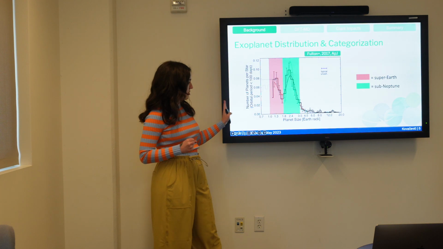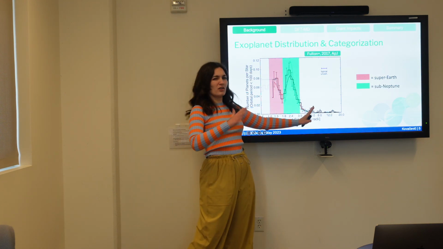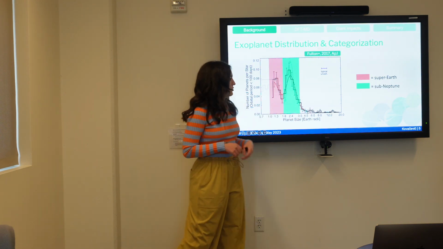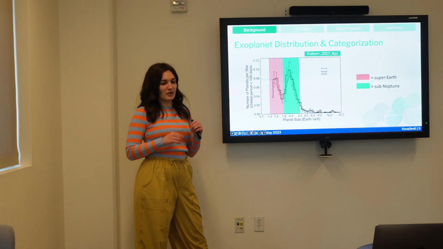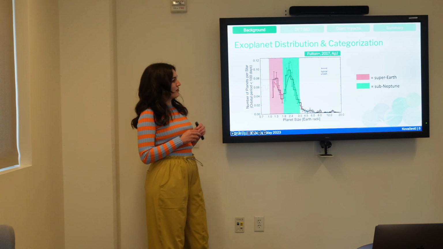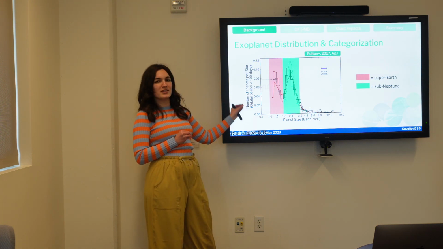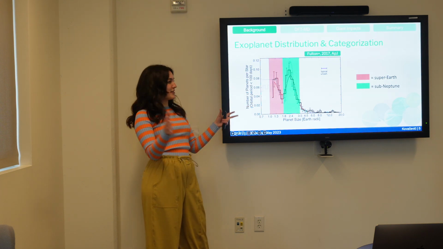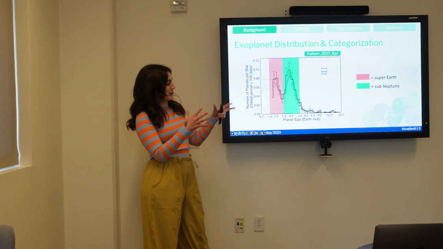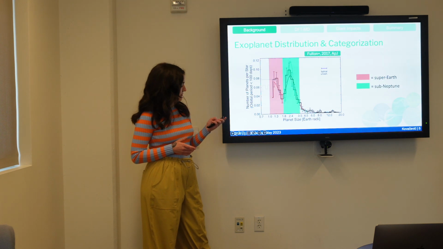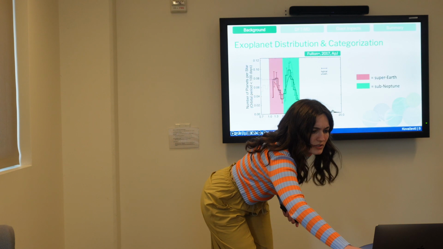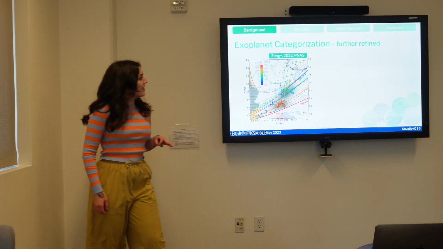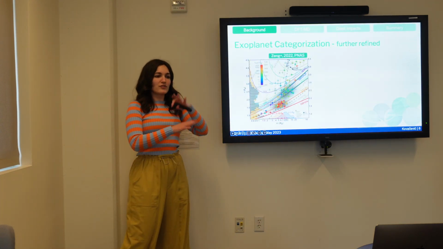So the range is going to be from 1 Earth radii to somewhere above, right about where Neptune is. And a lot of people in astronomy, physics, and planetary sciences, we love our very intricate names. So we're going to name these planets super-Earths and sub-Neptunes because they fit right in between Earth and Neptune sizes.